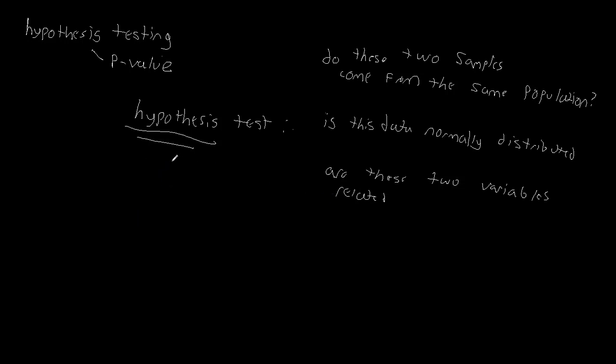And so for each hypothesis test, we have two things. We have what's called a null hypothesis, which you will often see designated as H naught, and then we have the alternative hypothesis. It's very important here to know these terms, the null hypothesis and the alternative hypothesis.